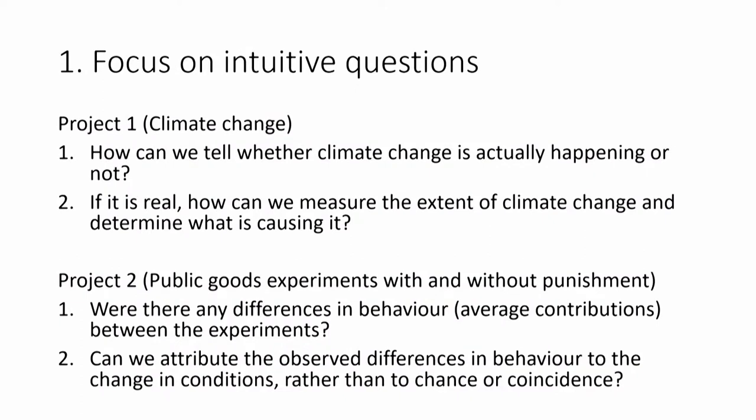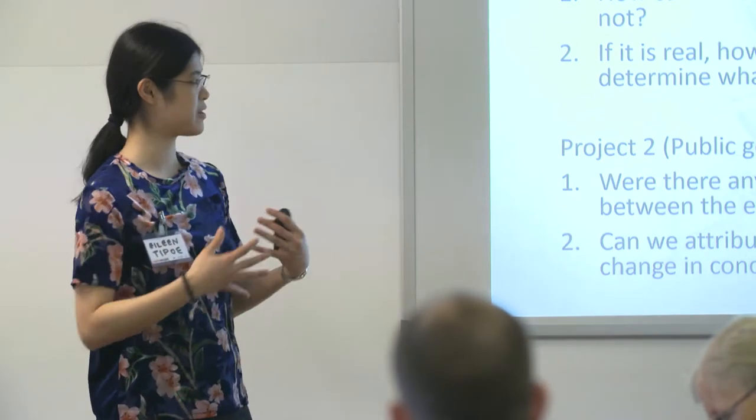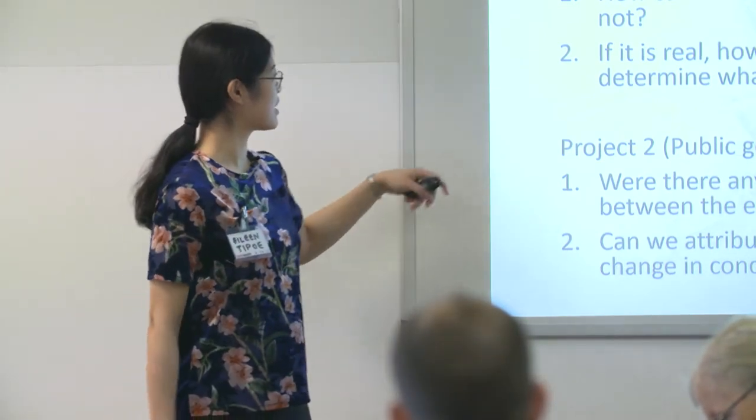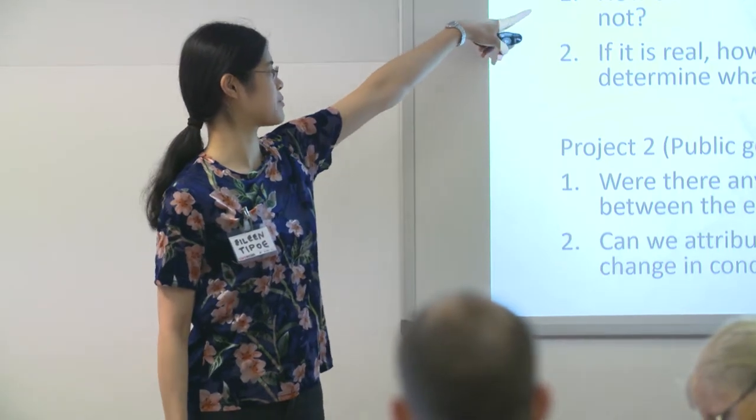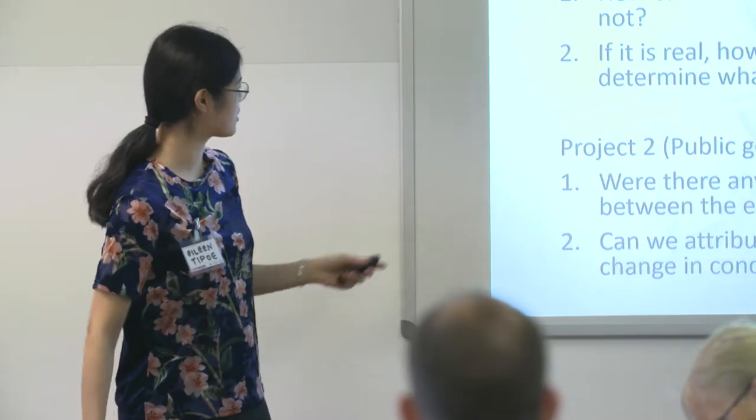Okay, so the general approach is to focus on intuitive questions. Here are some examples of the questions that we are exploring in the projects. In project one, we're looking at climate change, for example. How can we tell whether climate change is actually happening or not? And then if it is real, how can we measure the extent of climate change and determine what is causing it? So we're getting to things like correlation versus causation, when there's a real physical explanation between the two variables that students can link to. And for this one, students will download temperature data and then plot line charts over time.